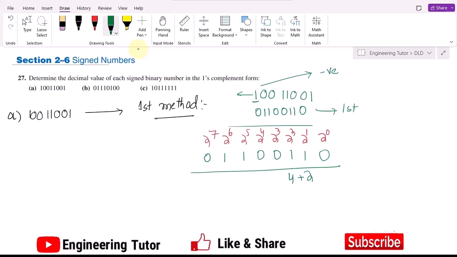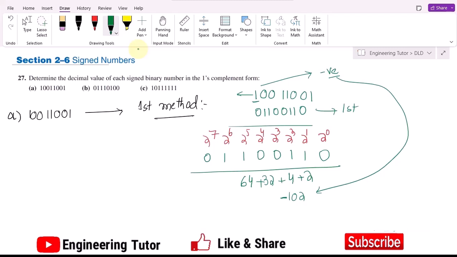This is how much? 2 raised to power 5 is 32. And this is 64. So now 64 plus 32 is how much? 96. 96 plus 4 is 100, and then 102. So that is 102, and previously we have seen that it would be a negative number due to this bit, so therefore it will be minus 102. So this is method number 1, in which we have seen that the answer is minus 102.